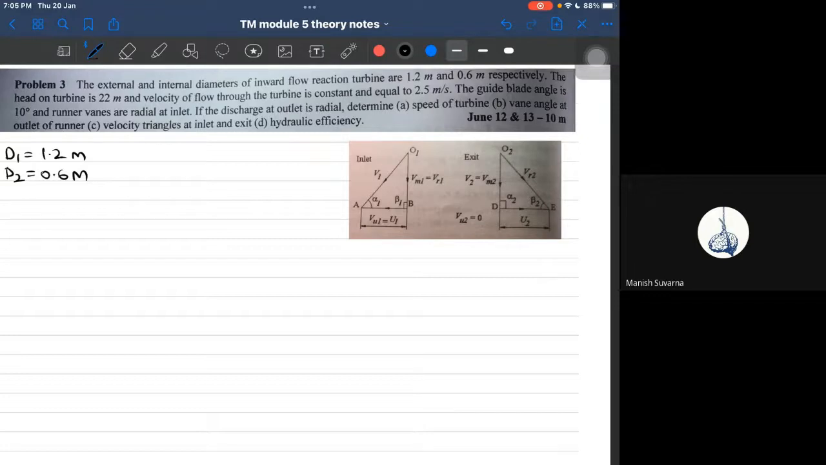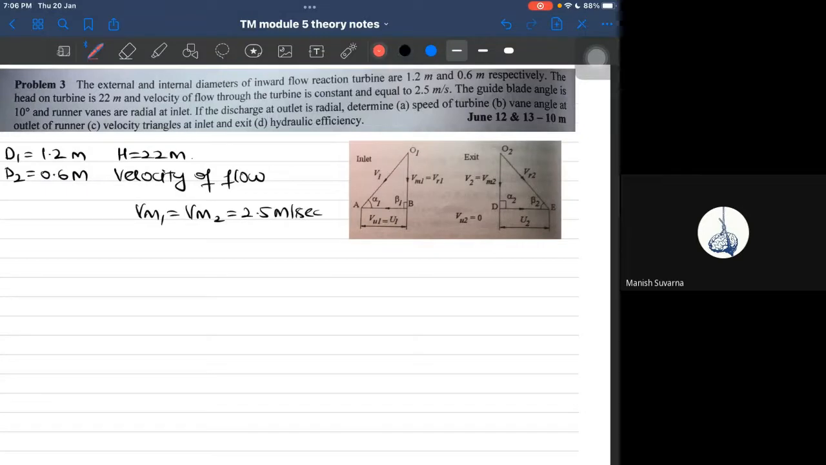The head on the turbine is 22 meters. So total head available is 22 meters, which I am writing now. Next, the velocity of flow through the turbine is constant and equal to 2.5 meters per second. So what is this velocity of flow? Velocity of flow is nothing but Vm. He says it is constant throughout, therefore Vm1 is equal to Vm2, which is equal to 2.5 meters per second. So I'll update the value here as well.